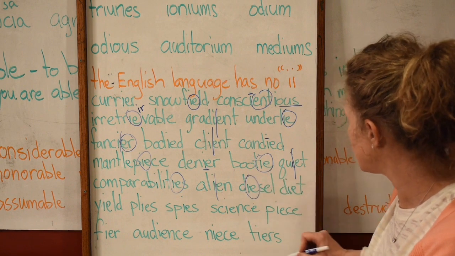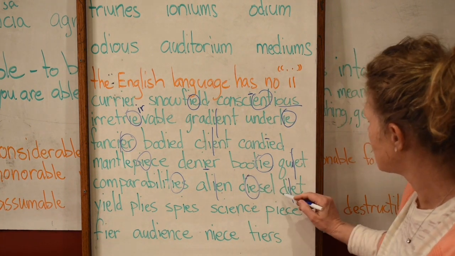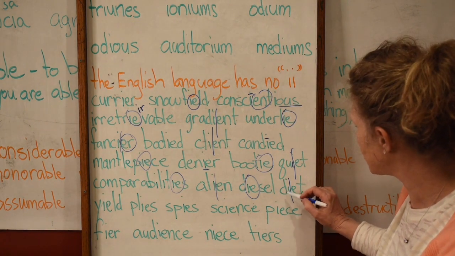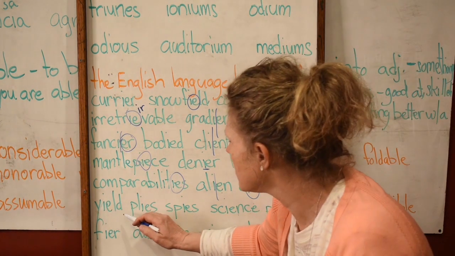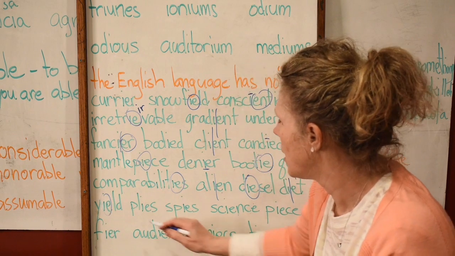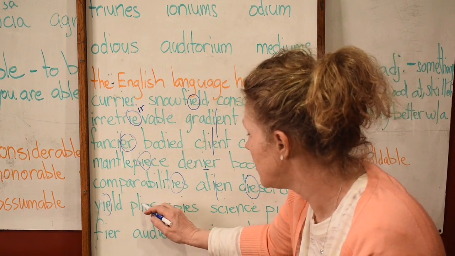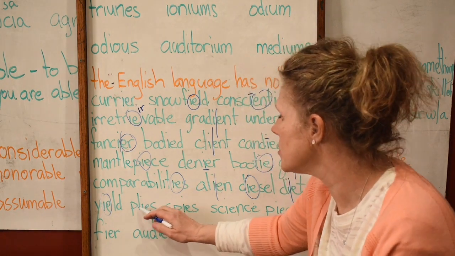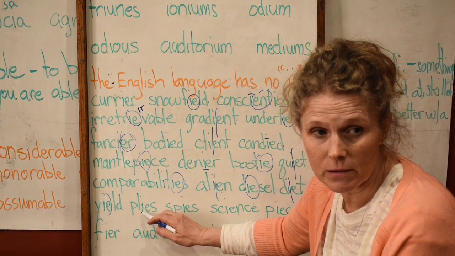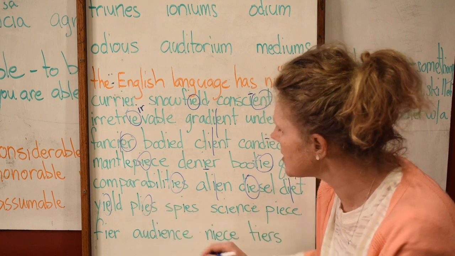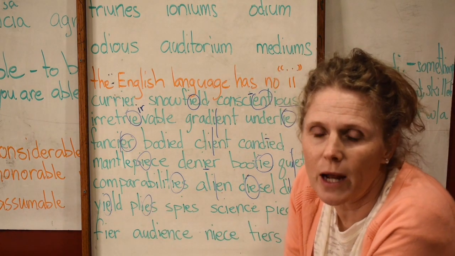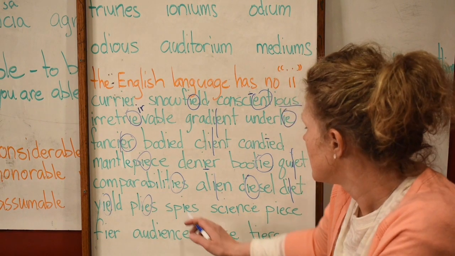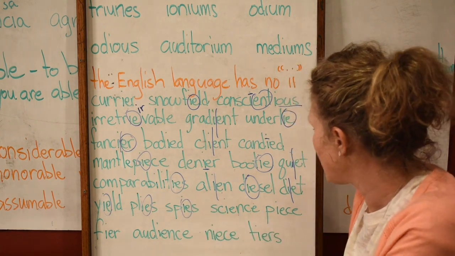Diesel. This is a vowel team. Diet. This is the very first syllable, so it's saying that long I sound. Yield. This is a vowel team. Plies. This was a Y that said I. That's the reason why this is still saying I. Plies. And so this, when you change the Y to I and add ES, this becomes a vowel team. Spy, same thing here. This becomes a vowel team.